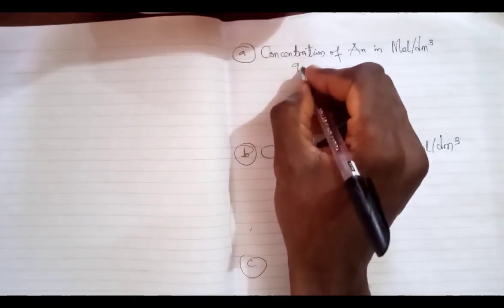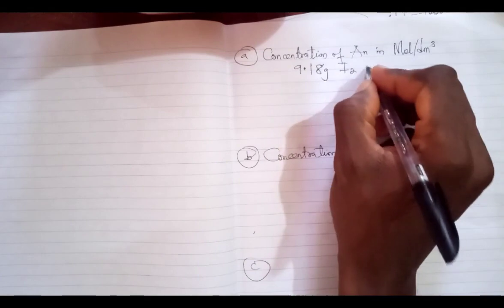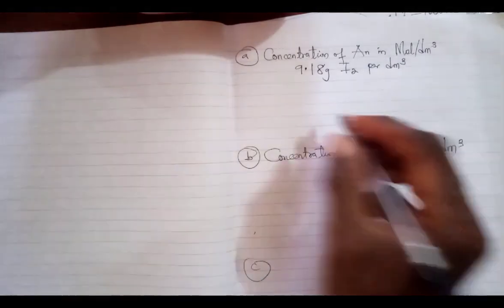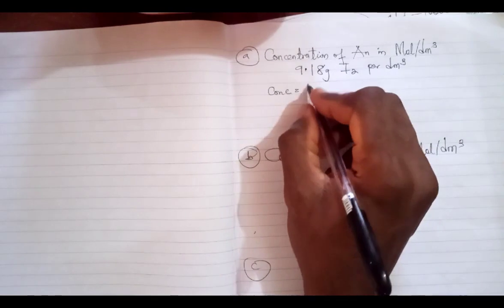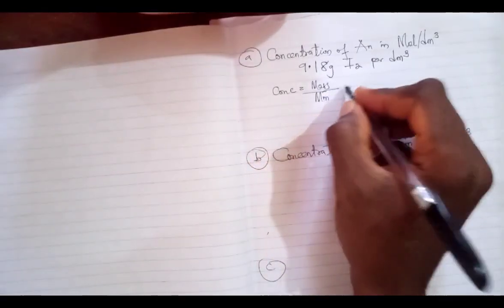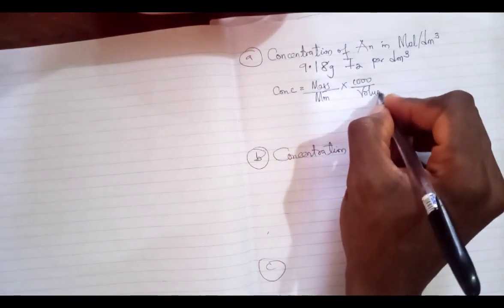That is 9.18 grams of iodine per dm cube. So what's the concentration of AN, which we've already done before? Concentration, the formula is equal to mass over molar mass times 1000 over volume.